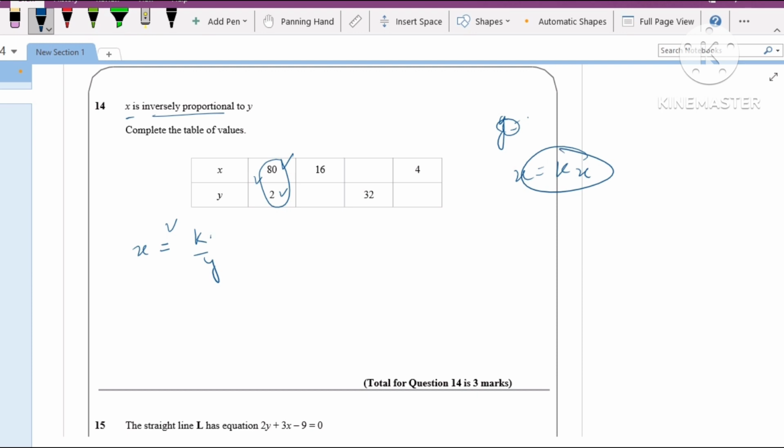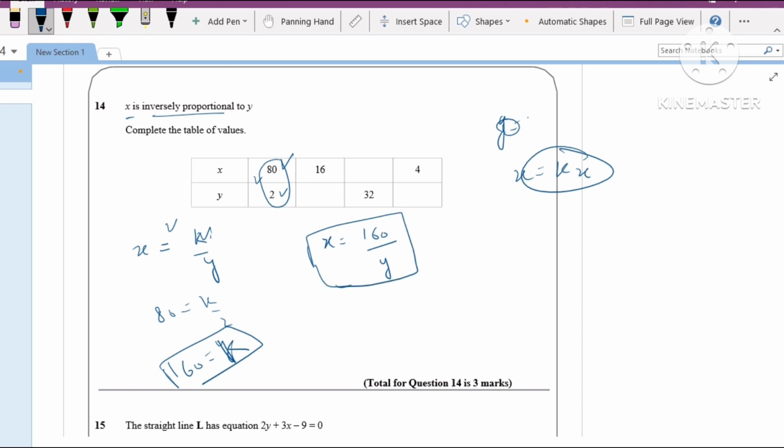So x is 80 and y is 2. So this 2 will be multiplied there. 80 times 2 is 160. So k is 160. You will replace this k with its value. x is equal to 160 divided by y. So this is the main equation for this graph.